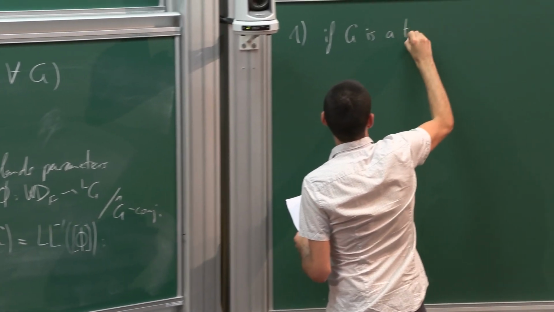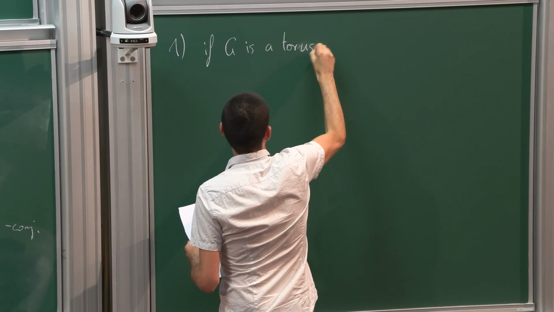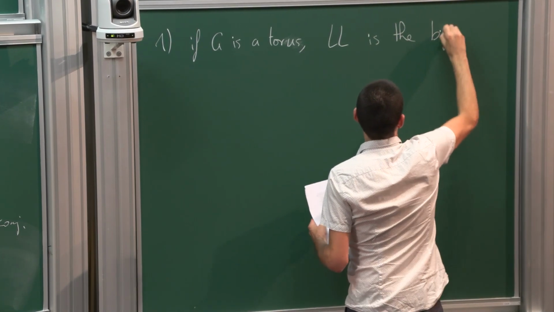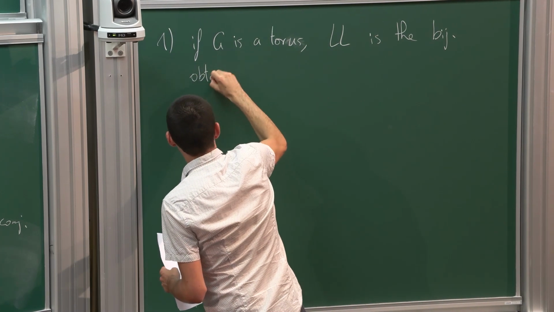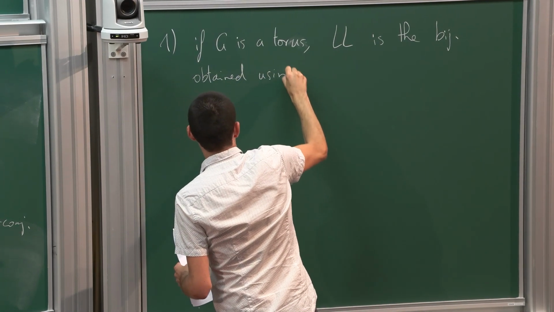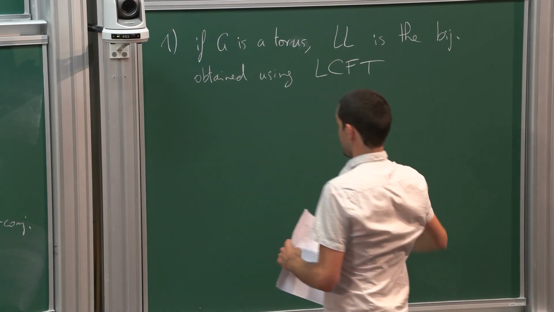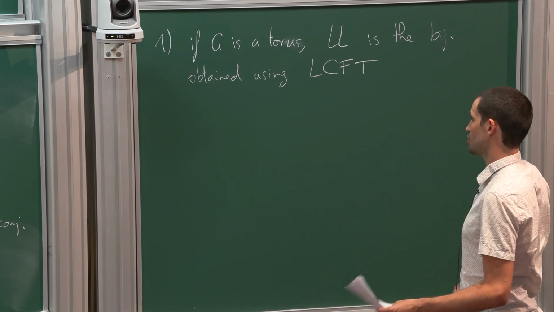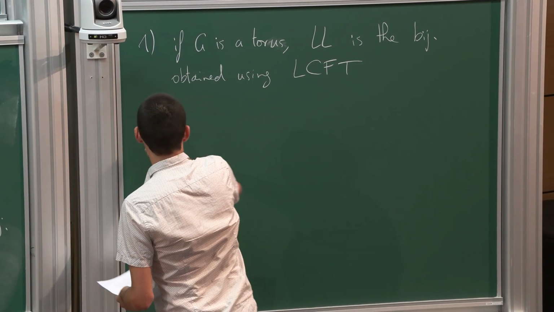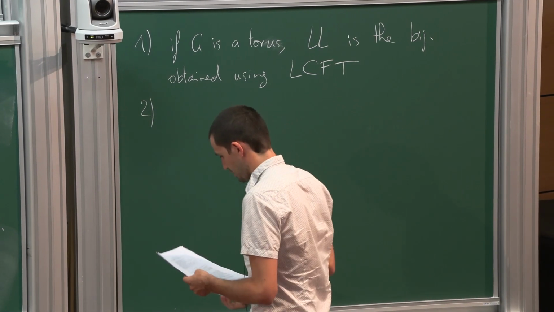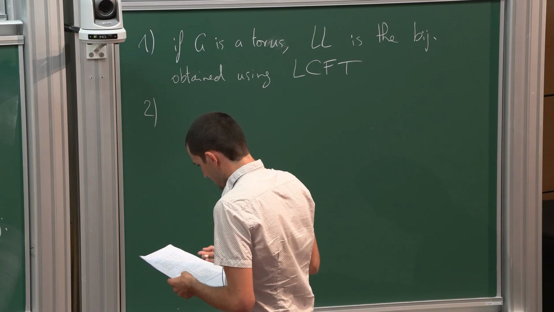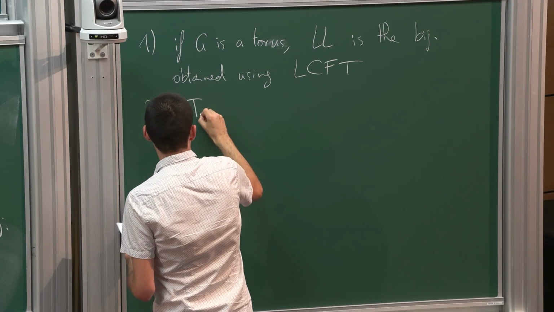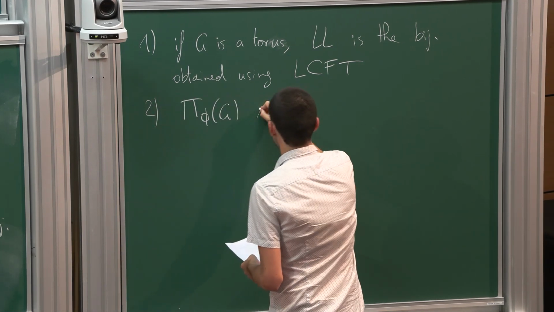if G is a torus, so is commutative, then this should be the bijection obtained using local class field theory. So in the case of a split torus, it's literally the Artin reciprocity map. And in general, you have to work a bit with a co-restriction too. But it really follows from local class field theory. So the fibers, or the L packets, should be finite.